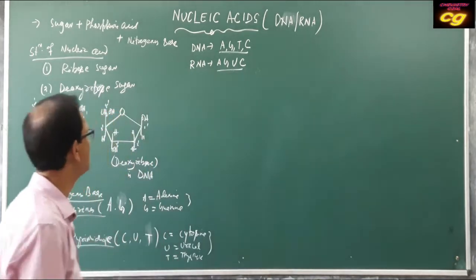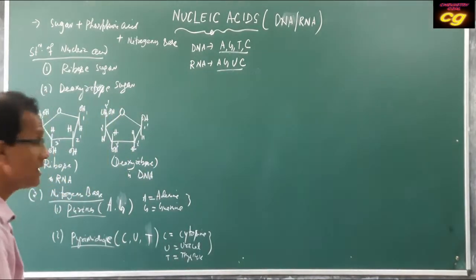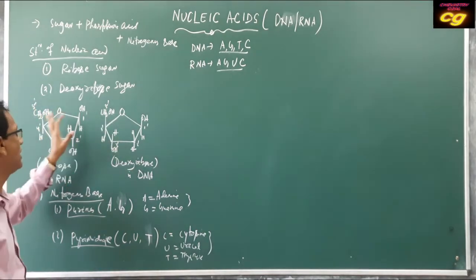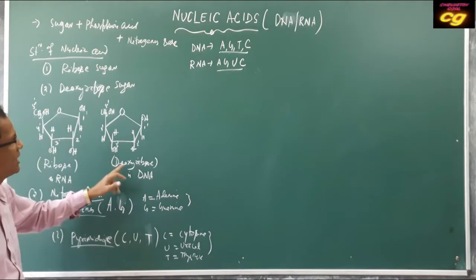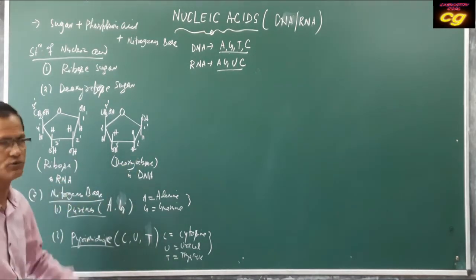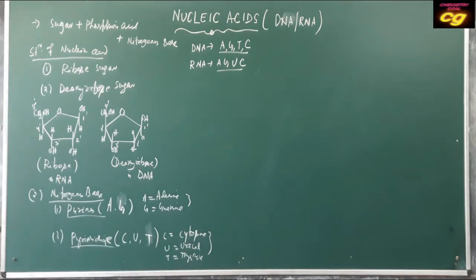This is the base difference between DNA and RNA, and already I have told you the sugar difference. DNA contains deoxyribose, RNA contains ribose. So this is the difference between sugar content and base content in DNA and RNA. So this is about nitrogen base.